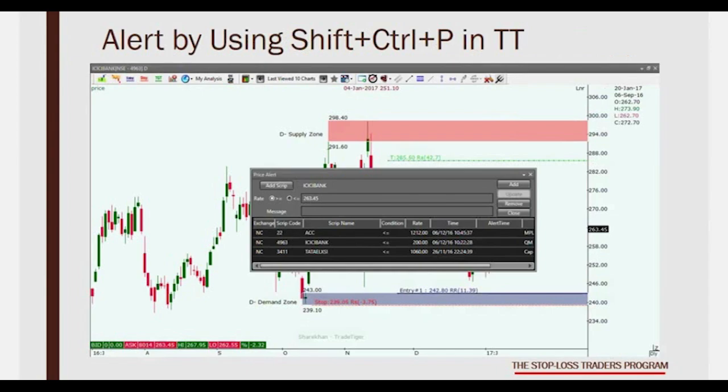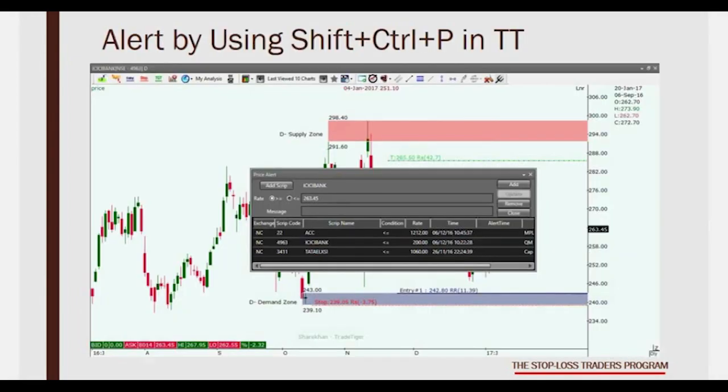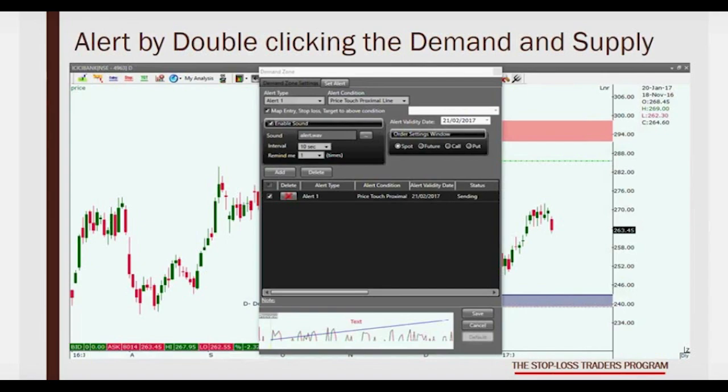This alert can be done for demand, supply, as well as horizontal line. So this is how this alert can be done. But the screen of the alert may be different. There will not be an entry type 1. Rather, there will be touch.